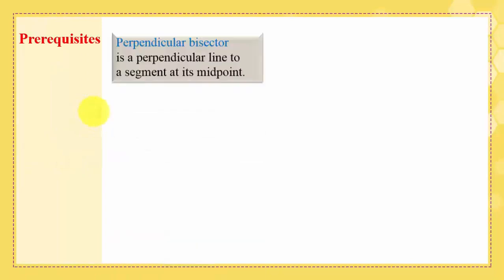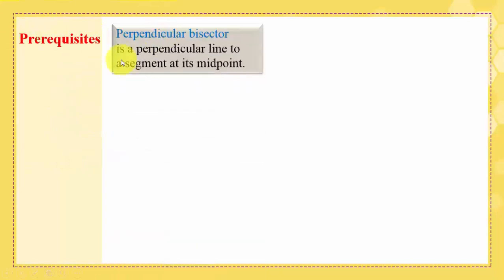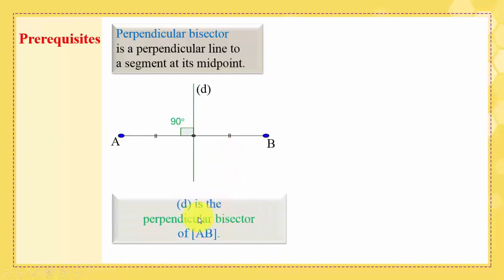Please prepare the following materials. First of all, some information from grade 6 to be remembered. Perpendicular bisector is a perpendicular line to a segment at its midpoint. Look here for segment AB. Line D is perpendicular to AB and it divides AB into two equal parts. Then D is the perpendicular bisector of AB.